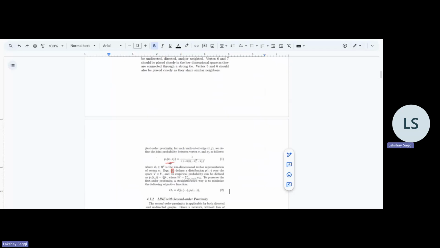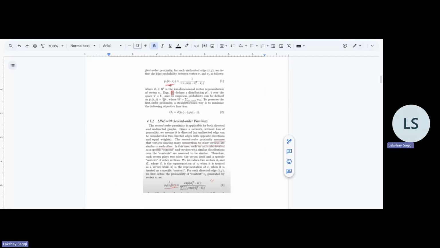Then to preserve first order proximity, a straightforward way is to minimize the following. What we want to say is that our distribution in terms of parameters should be as close as possible to the empirical distribution which we observe. So one can minimize the distance between the empirical distribution and our parameterized distribution. The distance can be whatever distance metric you want to take between the probability distributions, so it's up to you. A lot of people tend to take it as KL divergence or something like that, but it's up to you.